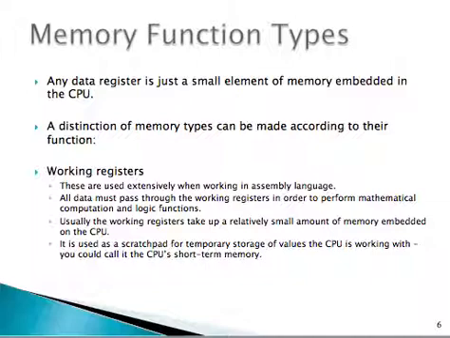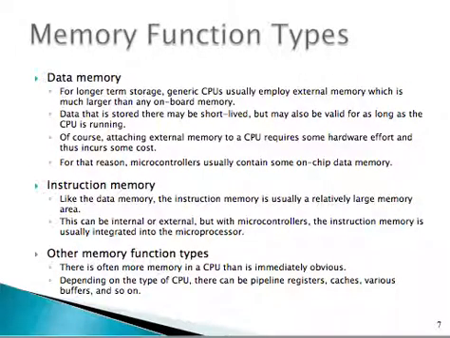Now, if you look at this one, then you've got the data memory, for longer term storage. Generally the CPU employs external memory, which is larger than any onboard memory. Microprocessors and microcontrollers normally have some onboard memory, and if you need more, you can add external memory. You can then use that for any data or larger applications. So that's the data memory. You can attach external memory to the CPU, which requires some hardware effort. However, a lot of microcontrollers have sufficient onboard memory.